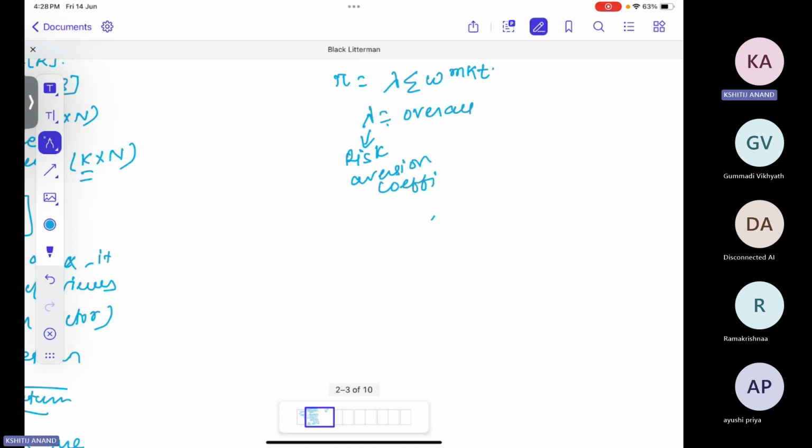So what does lambda mean? Lambda means how much extra return the market demands per unit of risk that they take. How much additional return is the market expecting per unit of risk? If you are taking 1 unit of extra risk, how much additional return will you demand? That is denoted by lambda. So it is also like the overall risk tolerance.